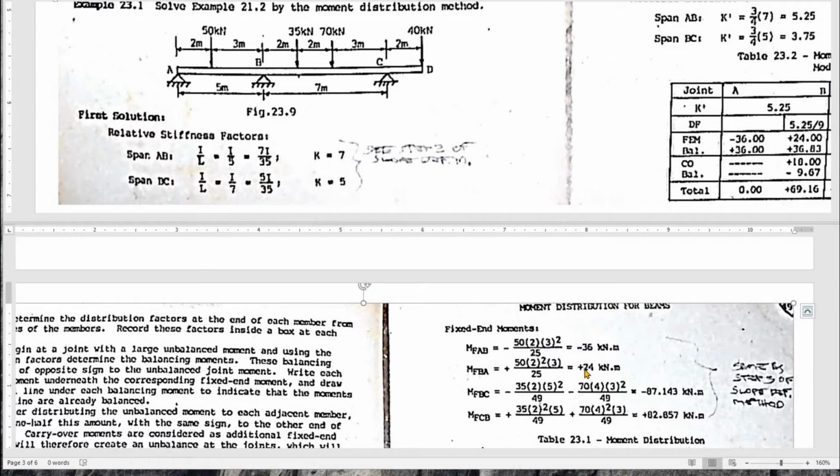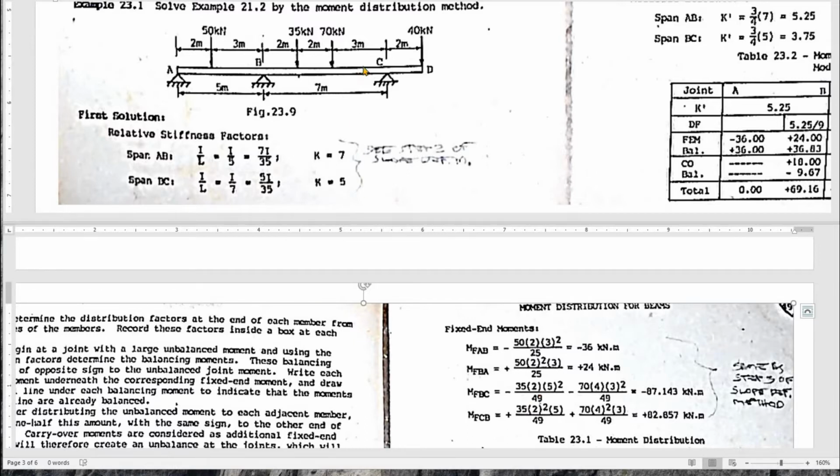Kaya positive siya, no? Next, for fixed end moment BC, we have 35 times 5 squared times 2 divided by 7 squared plus 70 times 3 squared times 4 divided by 7 squared. So this is equal to 87.143. And ang reaction moment niya would be counterclockwise. Kaya negative ang gagamitin natin. Okay? So this is somewhat similar to this equation.